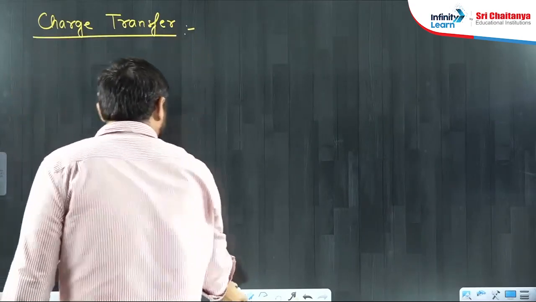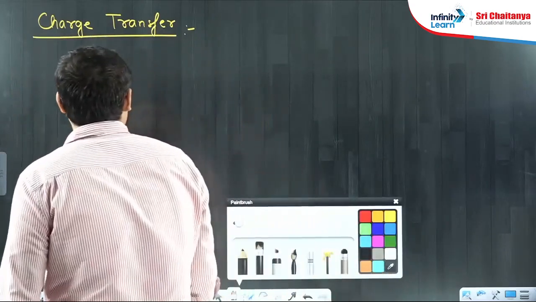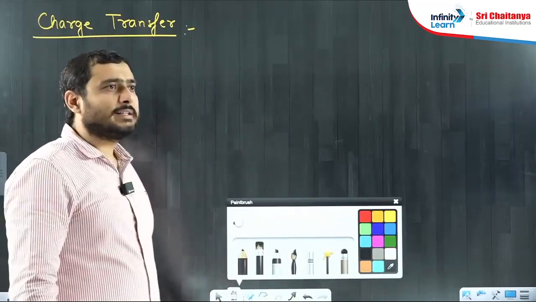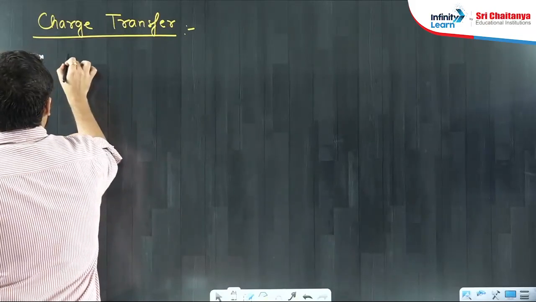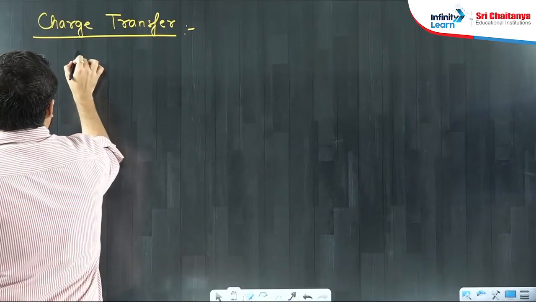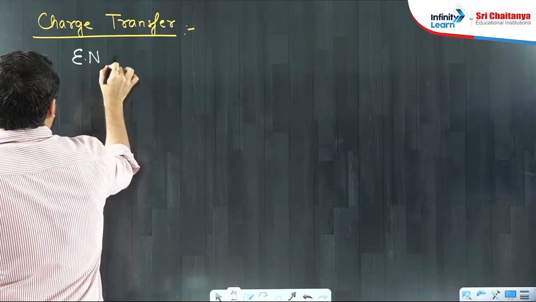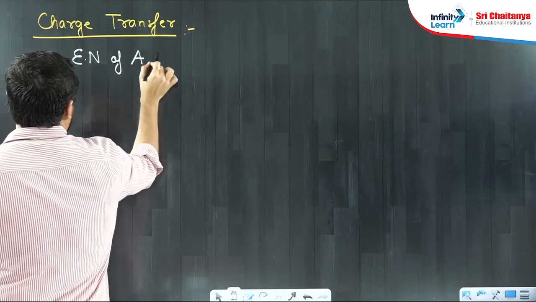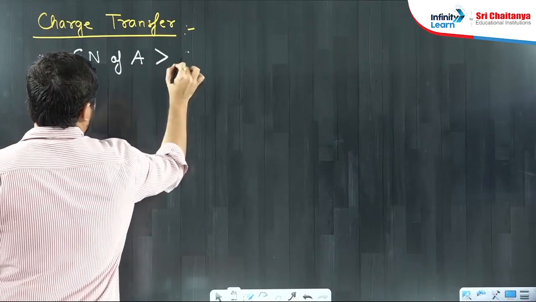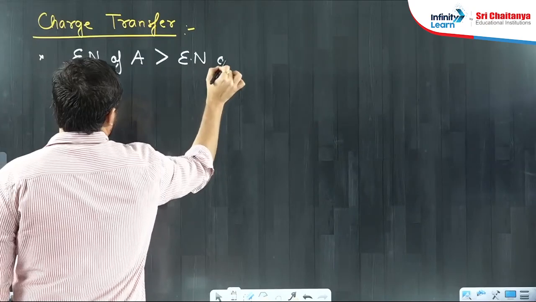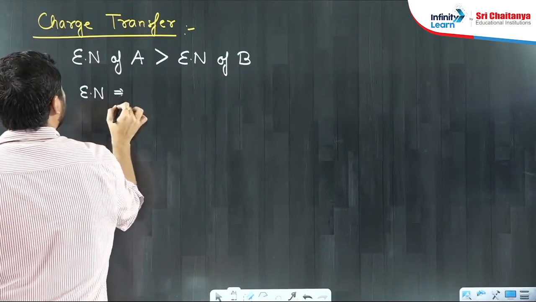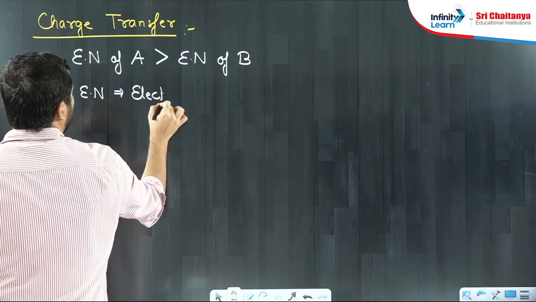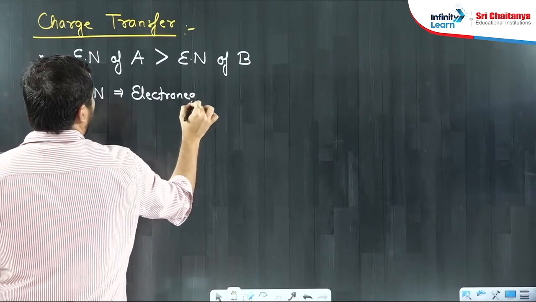In charge transfer, if there is a bond between two atoms, that bond can be a single bond, double bond, or triple bond. The first point is, if there are two atoms, we assume that the electronegativity of A is more than the electronegativity of B. Here EN means electronegativity, we are just assuming that.